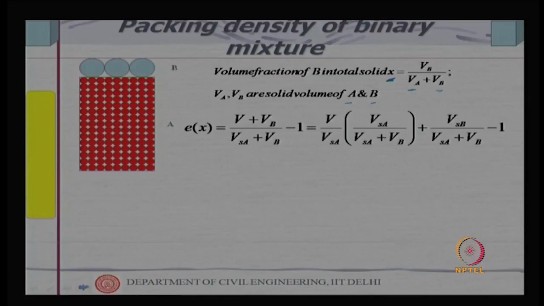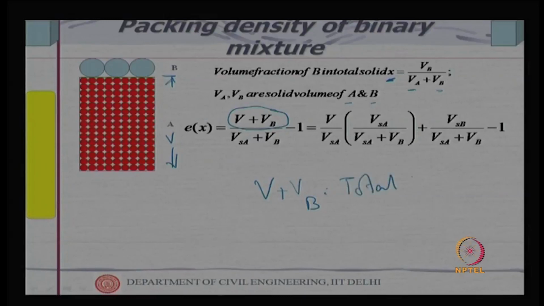Then the void, as a function of this, can be written as V plus VB. Now, what is this V plus VB? V was the original volume. So, this is V, and this volume is V plus the VB, that is the increase in total volume.